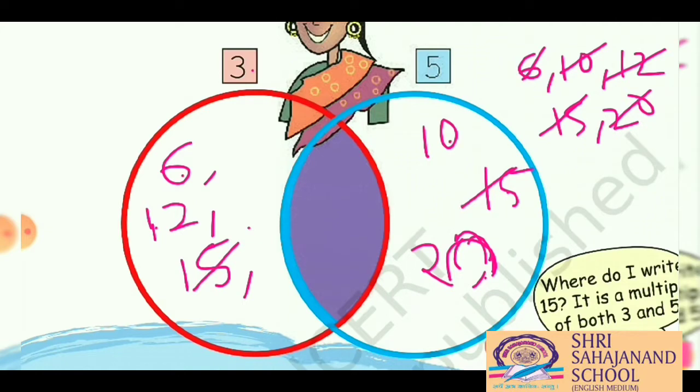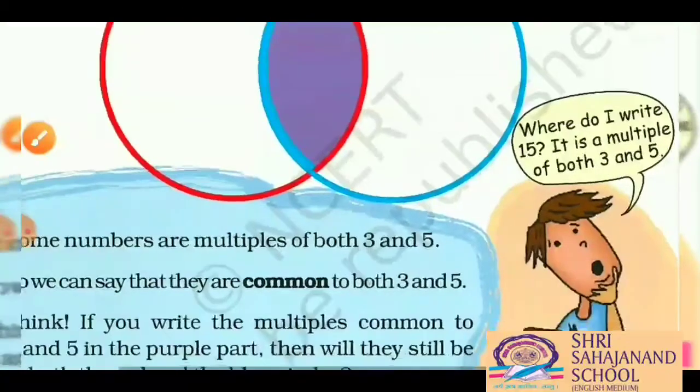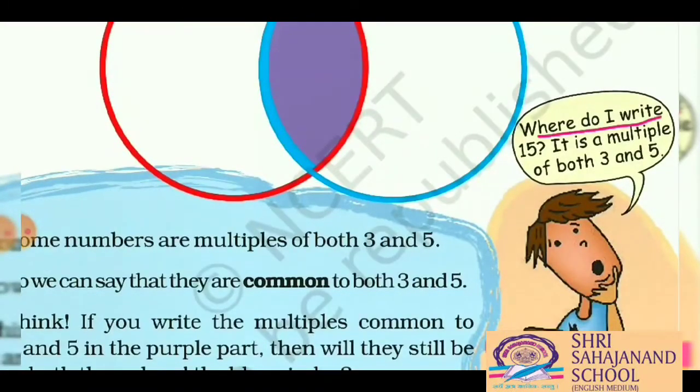Okay, so this 15 you will write here in this purple box. This purple box shows that it is a common number, meaning a common multiple of 3 and 5. So 15 is the common multiple of 3 and 5. Here is a question: where do I write 15? It is a multiple of both 3 and 5. Yes, it is a multiple of 3 and 5, and in the purple box you will write it.